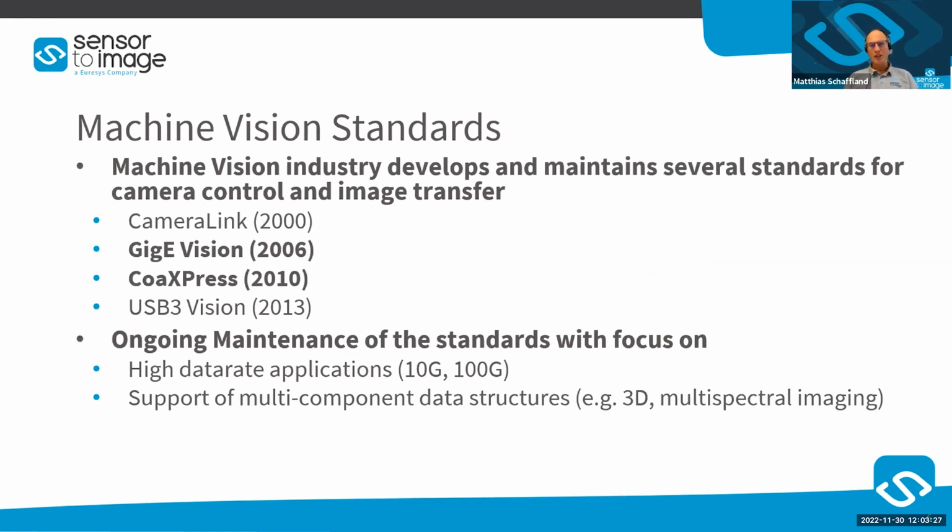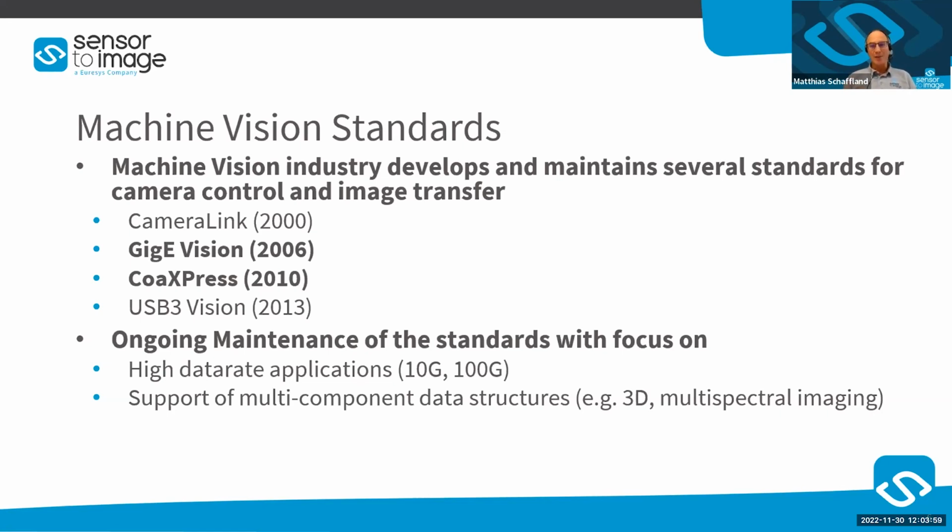A few words about machine vision standards. The machine vision industry develops and maintains several standards for camera control and image transfer that started in 2000 with Camera Link, followed by GigE Vision in 2006, CoaXPress in 2010, USB3 Vision in 2013. All these standards are still under maintenance and are developed further. So we are not at the same level as in 2000 or 2006.